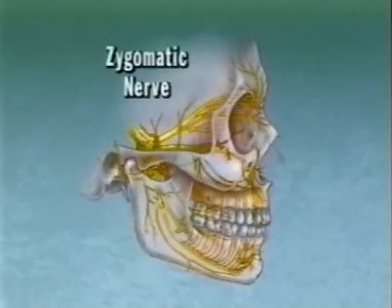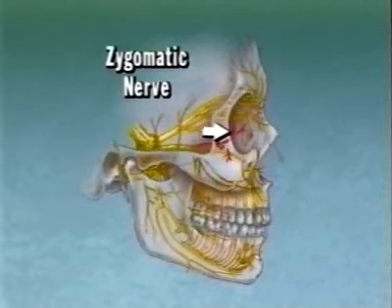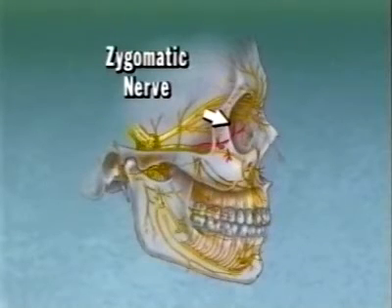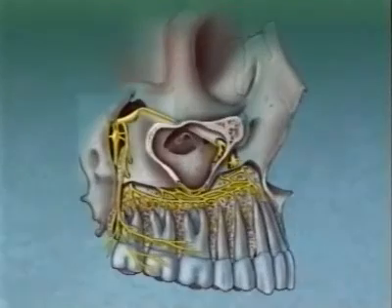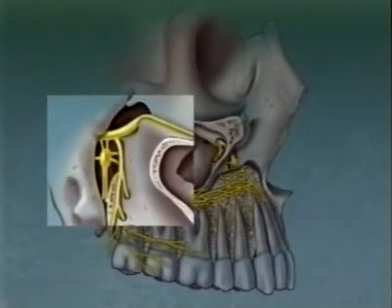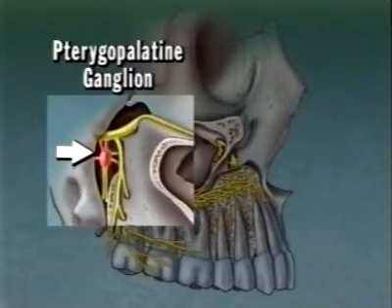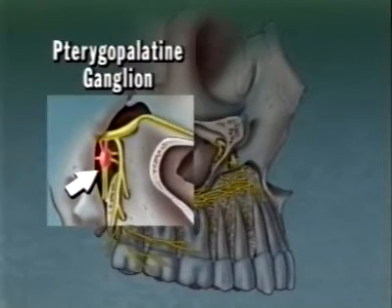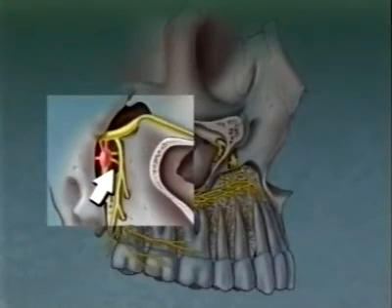The zygomatic nerve enters the orbit through the inferior orbital fissure. Its branches supply the skin on the side of the forehead and prominence of the cheek. A small branch communicates with the lacrimal nerve of the ophthalmic division to carry secretory fibers to the lacrimal gland. The short pterygopalatine nerve trunks descend vertically to course through the pterygopalatine ganglion. Branches of the pterygopalatine nerve emanating from the ganglion distribute sensory fibers to the midface.